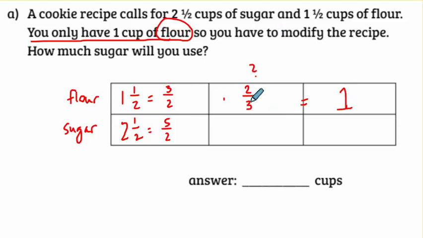So if I multiply by 2/3 on the top, I'm going to multiply by 2/3 on the bottom as well. These, just to check, do all cancel out. So I do have 1 cup of flour. And here, 5/2 times 2/3, the 2's will cancel out. And so I'm left with 5 on the top and 3 on the bottom. Or if I change this into a mixed number, that would be 1 and 2/3. So 1 and 2/3 cup of sugar is what I'm going to need.